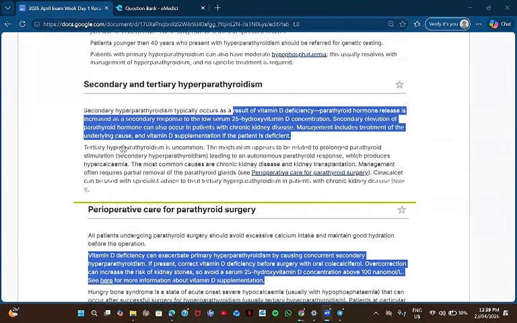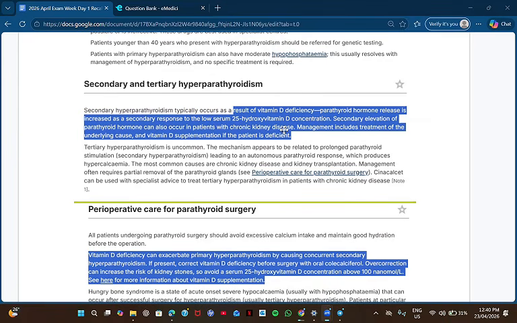So secondary and tertiary, you already know, that means outside the gland, right? Outside the gland, that's why we call it secondary. So what are the other causes? Usually it results from vitamin D deficiency: parathyroid hormone release increases as a secondary response to low serum 25-hydroxy vitamin D concentration. Secondary elevation of parathyroid hormone can also occur in patients with chronic kidney disease. Management includes treatment of the underlying cause because it's a secondary one, right?